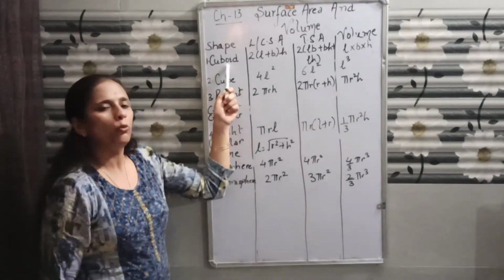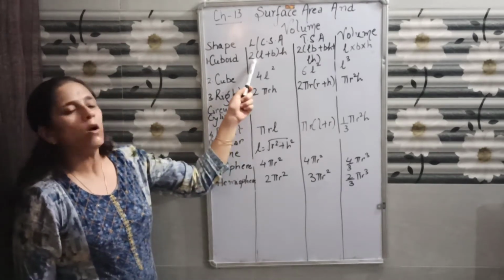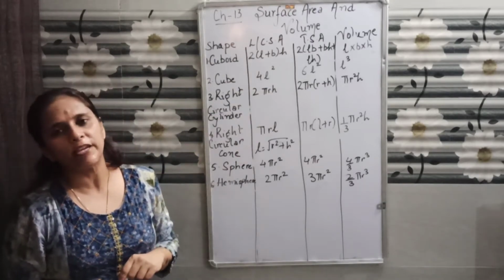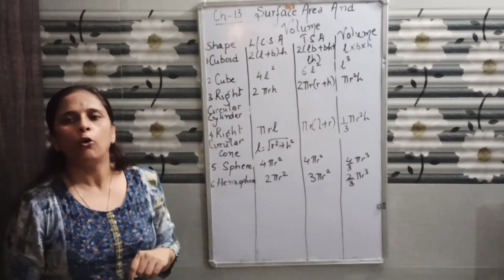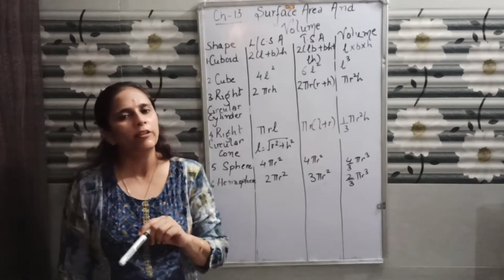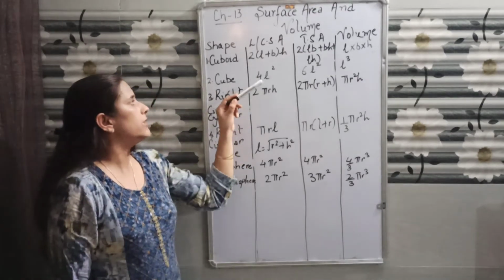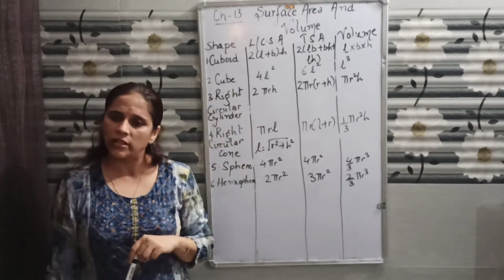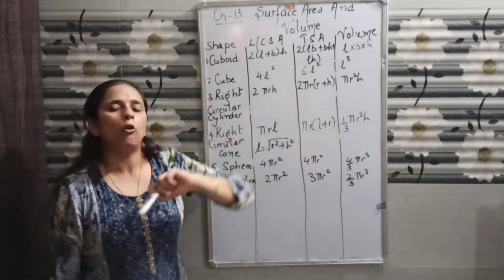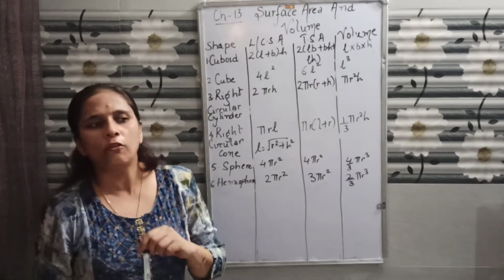First of all, cuboid. The lateral surface area of a cuboid is 2(L plus B) into H. Total surface area is 2(LB plus BH plus LH). Whereas the volume is L into B into H. Here L, B and H are length, breadth and height respectively. Then we talk about cube. In a cube, the lateral surface area is 4L square. The total surface area is 6L square. Whereas the volume is L cube. Here L is the side or edge of the cube.